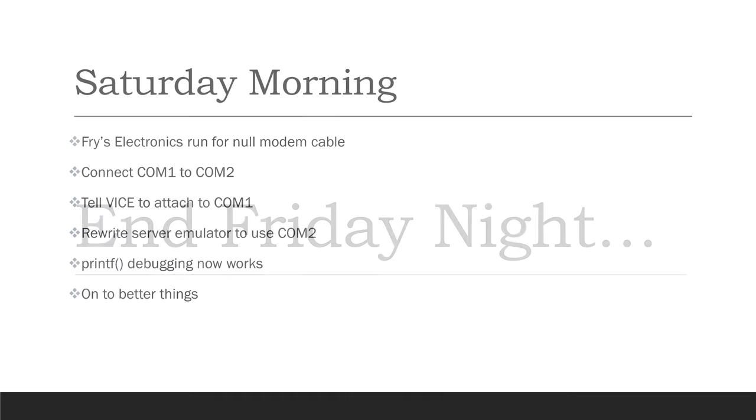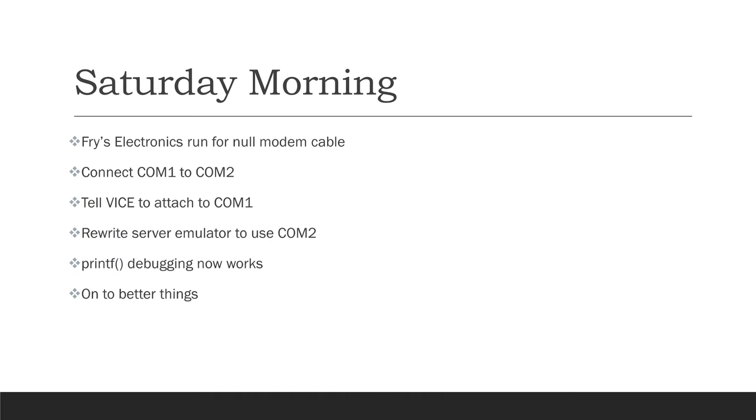And Friday night. Late. Very late. Saturday morning, I wake up and I run to Fry's Electronics for a null modem cable. This is when you could actually buy electronic components at retail and not have to wait 2 days for Amazon. So I bring it home and I plug COM1 and COM2 together through a null modem cable. I tell Vice to attach to COM1. I rewrote the server emulator to talk to COM2, run standard in, standard out. Now I can printf what I'm doing. Now I can see live logging of what I'm doing rather than just that printf that goes into the client and I can't see what's going on.